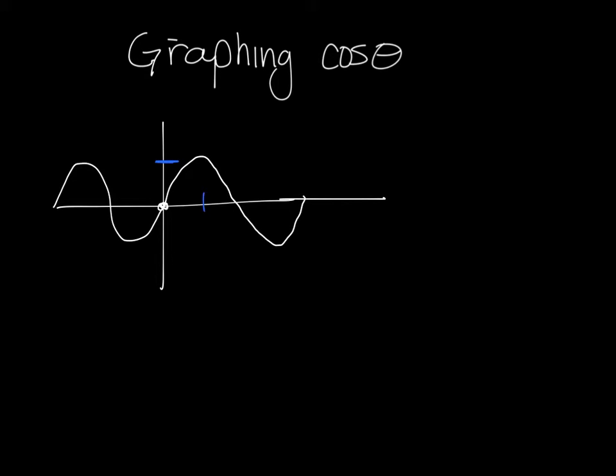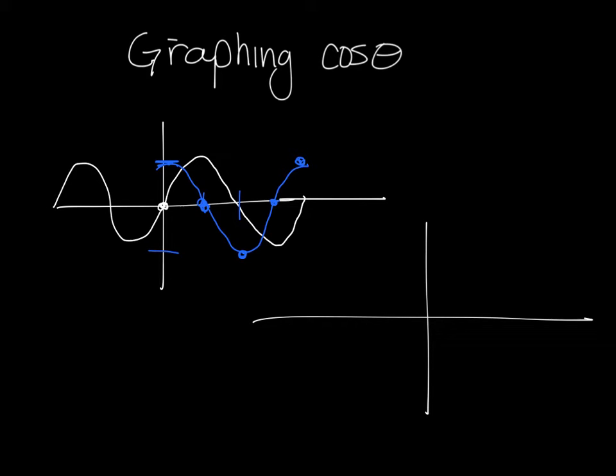Then, on your next critical value, it's going to go to the axis. On your next critical value, it's going to be at the minimum, axis, maximum. And so it looks just like sine, only it's shifted over a little bit. That's what cosine looks like. Okay, so let me draw a cleaner one here.